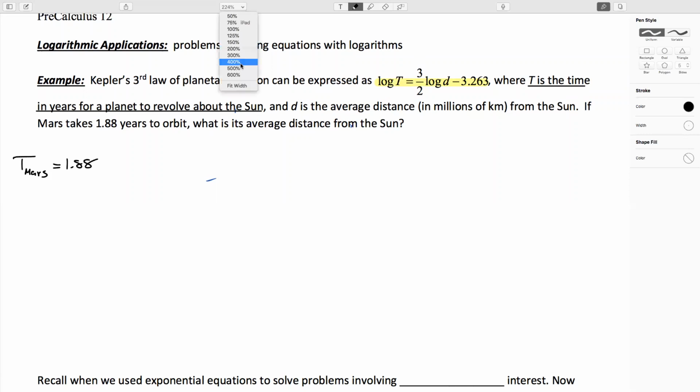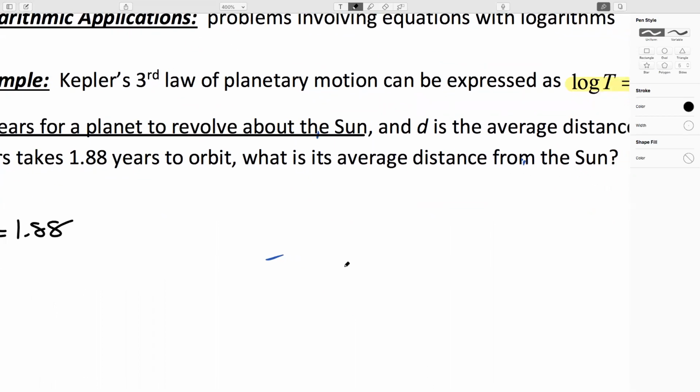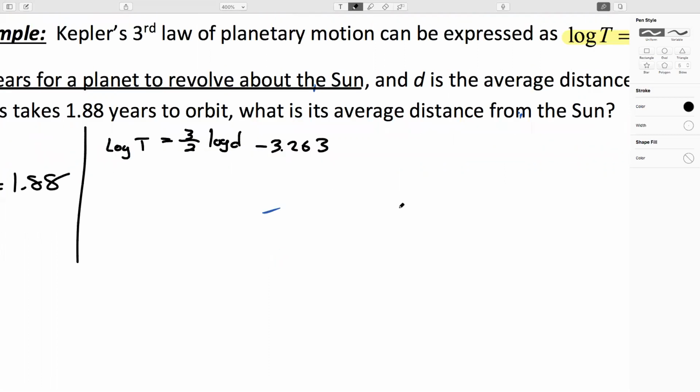So we just need to take the formula. We'll write it out in its full glory. So log of t equals 3/2 log d minus 3.263. And then I'm going to plug in my 1.88 for time because I know that that's the period. So log of 1.88 equals 3/2 log d minus 3.263. So now we have to do a bunch of rearranging, and we have to solve for distance.